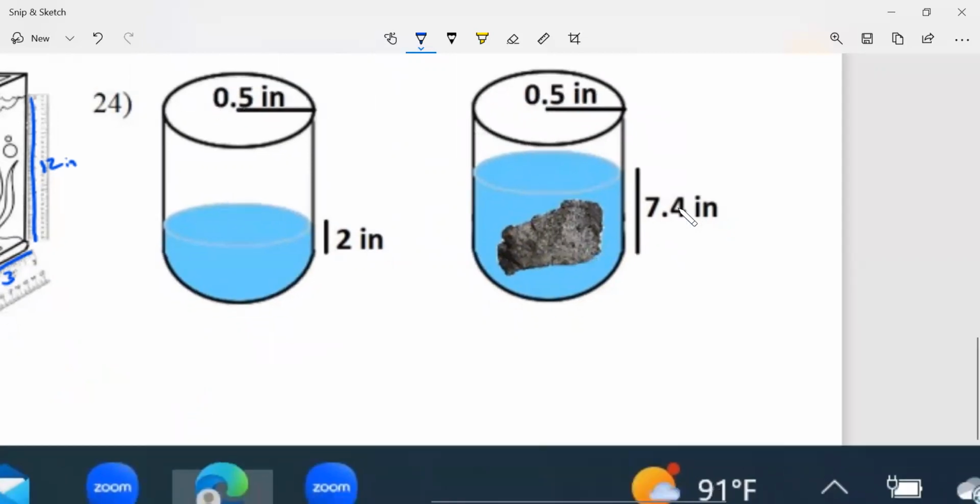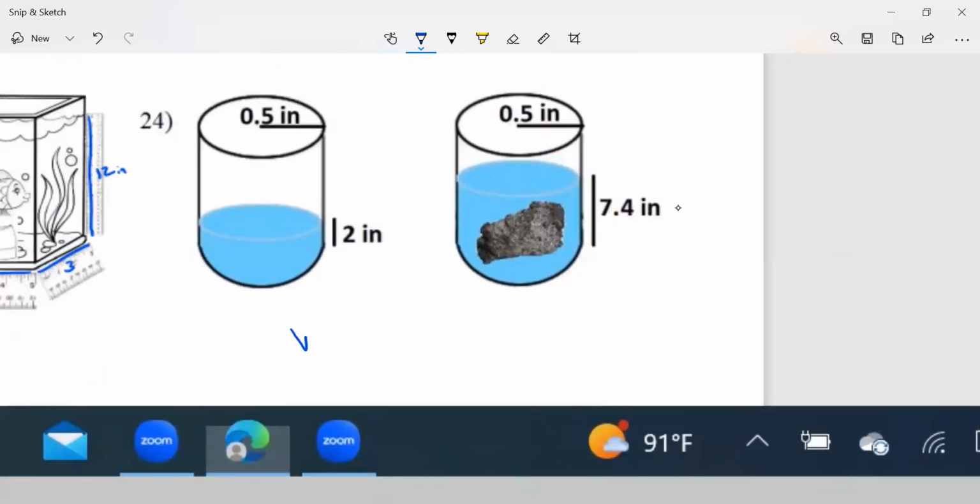So what I'm going to do, I remember the volume of a cylinder here is area of the base times the height. Now, the base is a circle. The radius is 0.5. So 0.5 squared times pi, right? Radius squared pi. That's how we do the area of a circle. The height is not the height of just the water or the height with water and the rock. I'm looking at the difference in the height. How much height did the rock add?